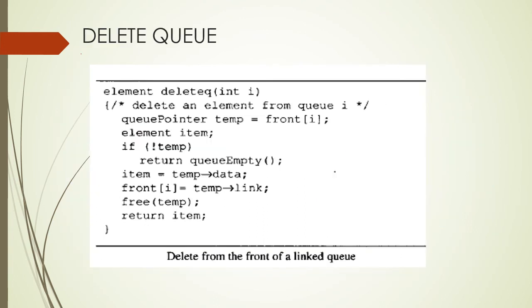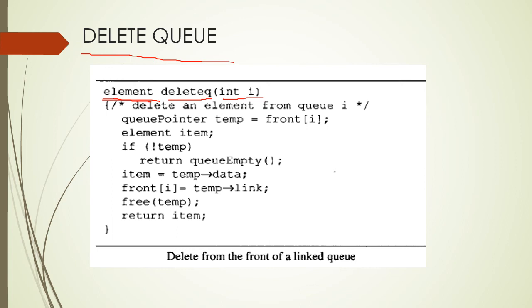So now we will see how to delete an element from the queue. As per the definition of a queue, deleting an element means you have to delete an element from the front of the queue. Since this function is returning a deleted element, the return type of this function is element, and the name of this function is delete queue, and you have to specify from which queue you want to delete an element. Before deleting an element, you have to check whether the element you want to delete is present in the specified queue or not.